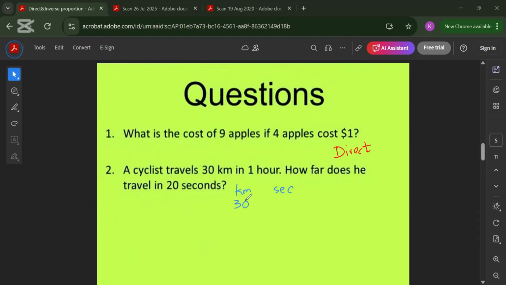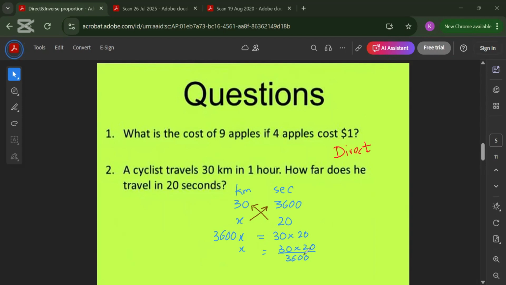30 kilometers in 1 hour, how many seconds are there? We need to check it out. In 1 hour, there are 3600 seconds. Now, how far does it travel? So x should come here and 20 seconds should come here. Next, we need to do the cross multiplication. So in case of cross multiplication, 3600x is equal to 30 into 20. 3600 can go and divide on the right side.